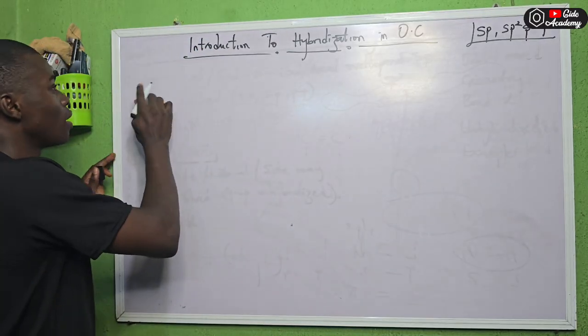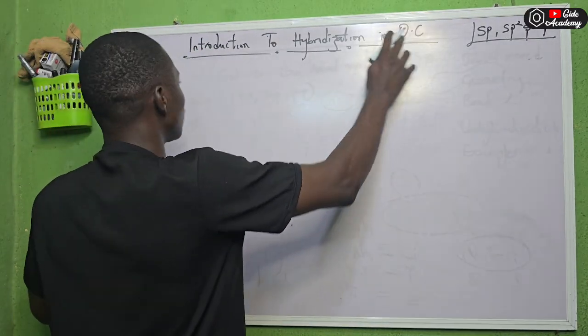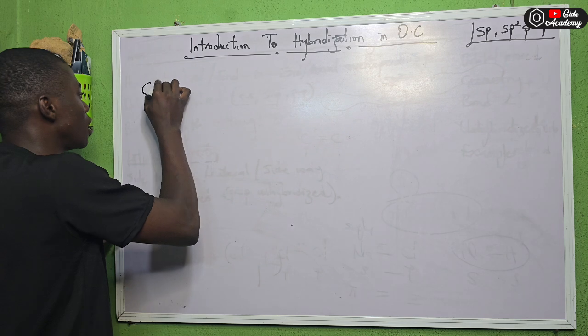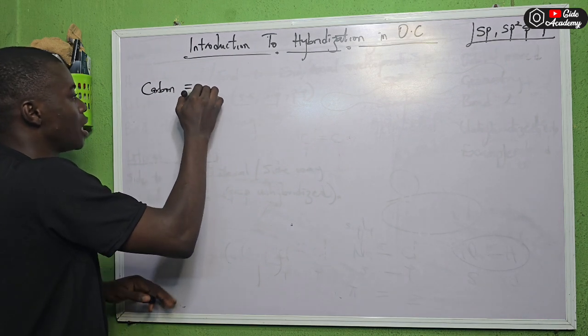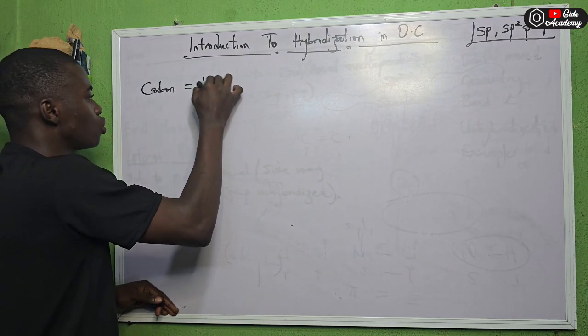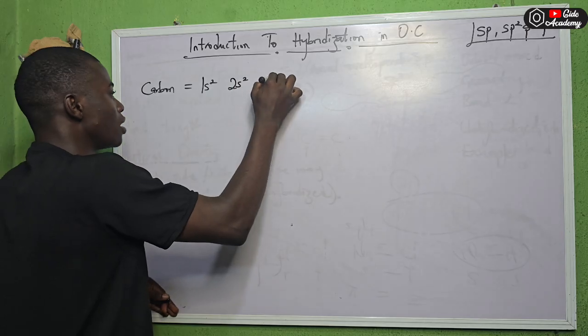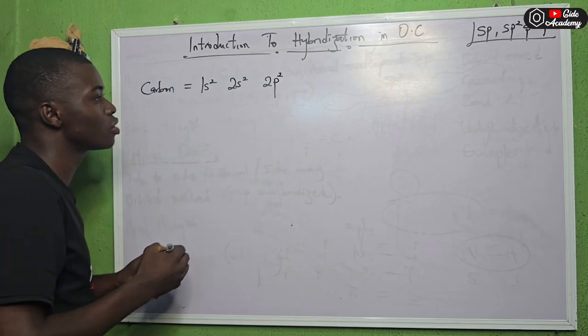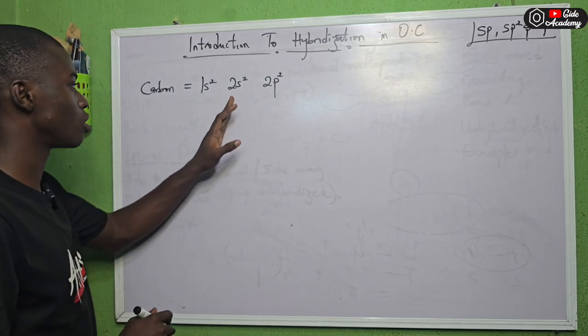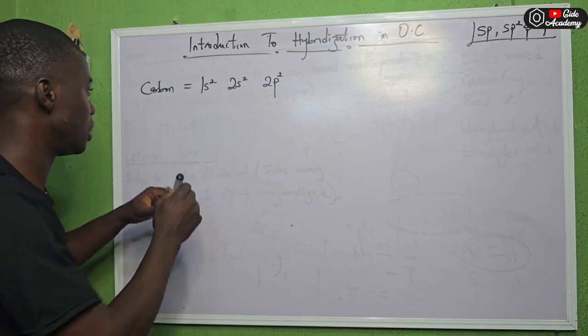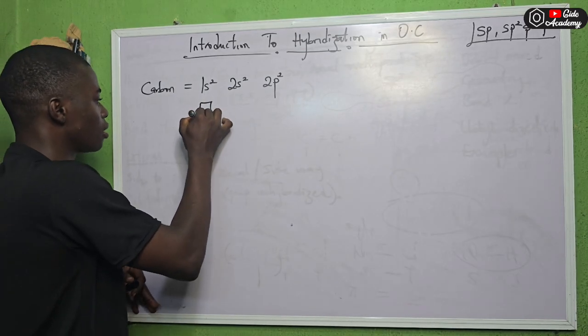First of all, as long as you are talking about organic chemistry, the first thing that will come to your mind is carbon. And carbon has the electronic configuration of 1s2, 2s2, and 2p2. So this is the electronic configuration of carbon. If I want to draw this, I will draw something like this.